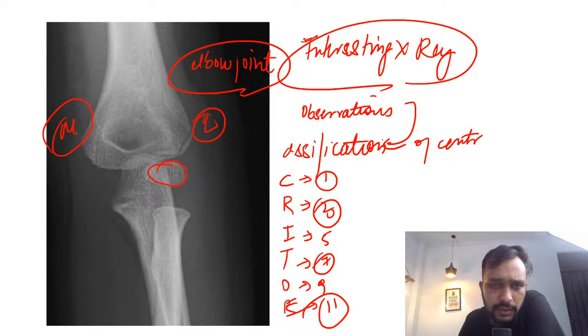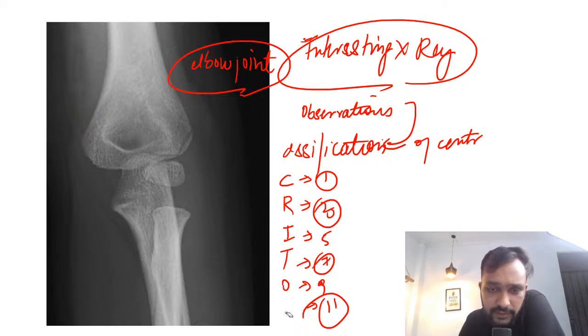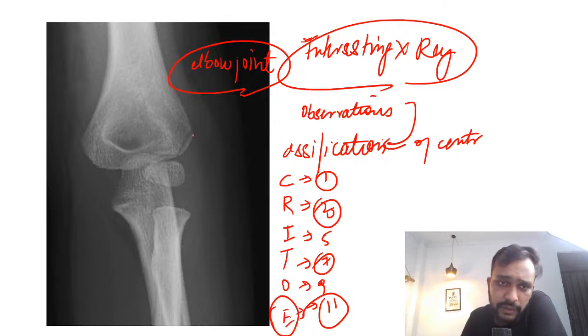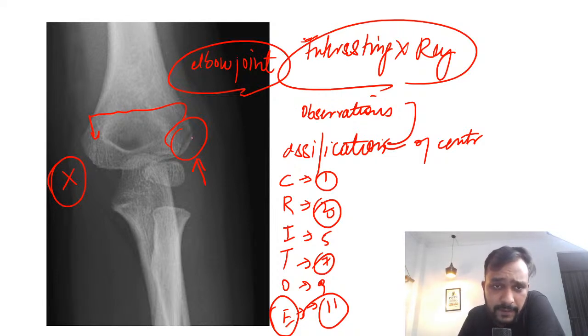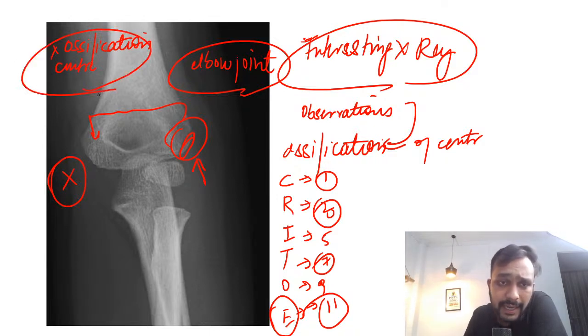Many of you guys can get confused that this is the ossification center for the lateral epicondyle. But guys, this is not an ossification center for the lateral epicondyle. This is what I wanted to teach you. If you look at this mnemonic, the ossification center for the lateral epicondyle appears after the ossification center for the medial epicondyle. But in this image, the ossification center for the medial epicondyle has not appeared. So this cannot be an ossification center for the lateral epicondyle.